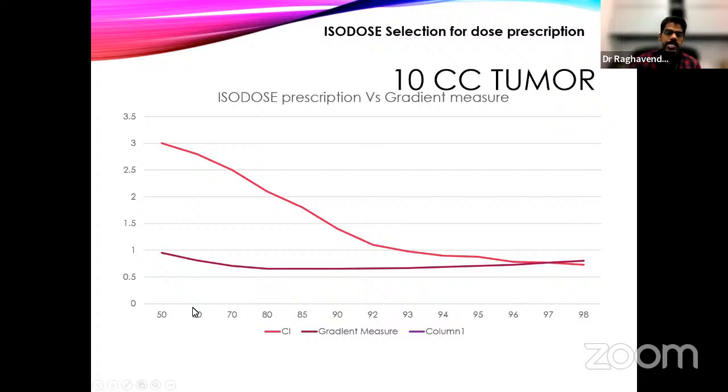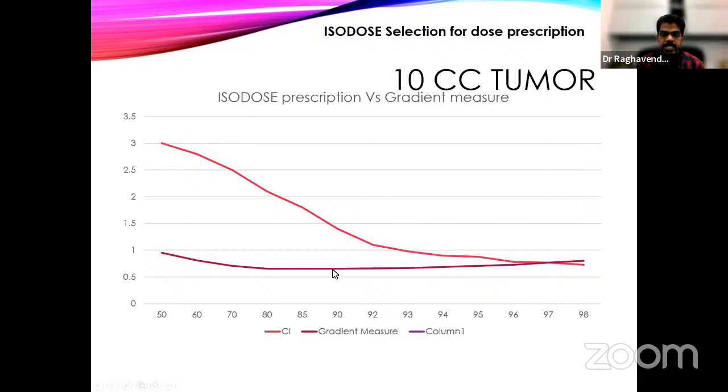So suppose I prescribe for about the 50 to 60% isodose line. You look, my conformity index is very high. That means I am irradiating almost 3 times the size of the tumor, whereas my gradient index is very close to 1. Now as I increase the prescription line, what happens to the conformity index? It also comes down. So the conformity index is very close to 1 here, and the gradient measure is also very small. The gradient measure should be as small as possible. That means my 50% and 100% isodose should be on the same line, so the gradient measure should be 0. That's what I'm looking for.